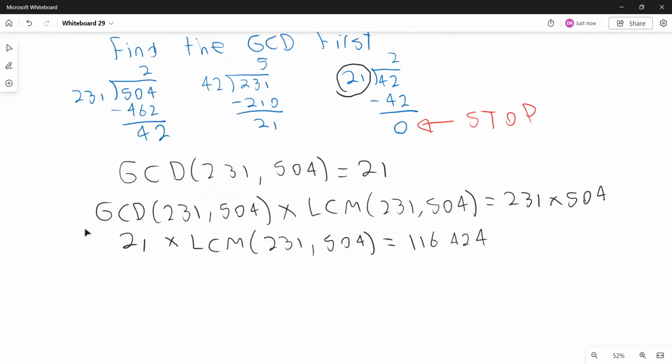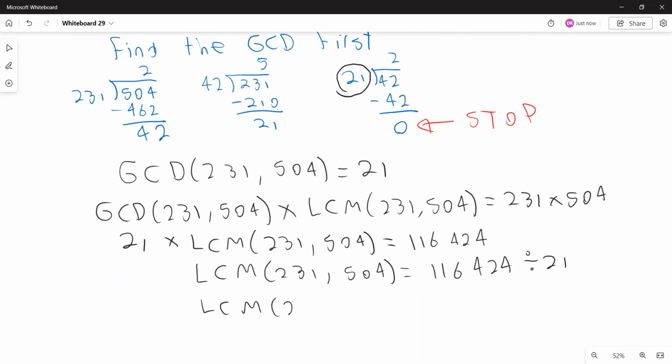And the least common multiple is 116,424 divided by 21. So conclusion, the least common multiple of 231 and 504 is 5,544.